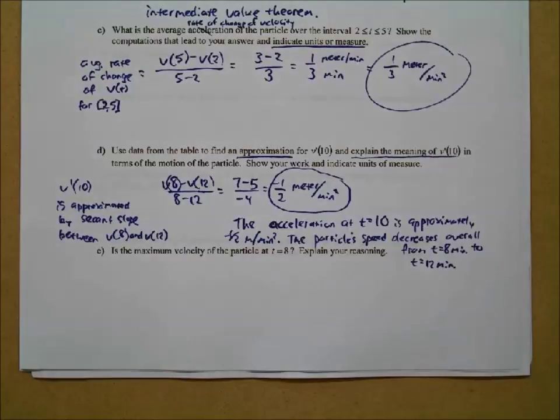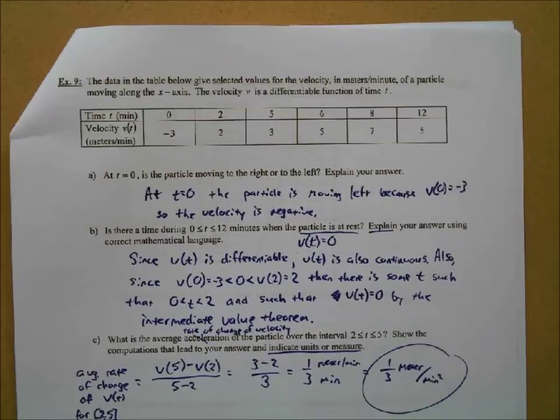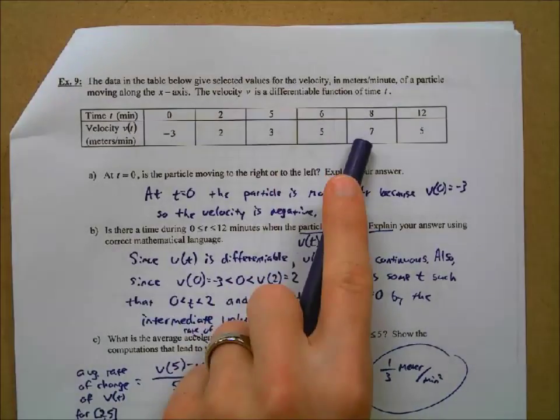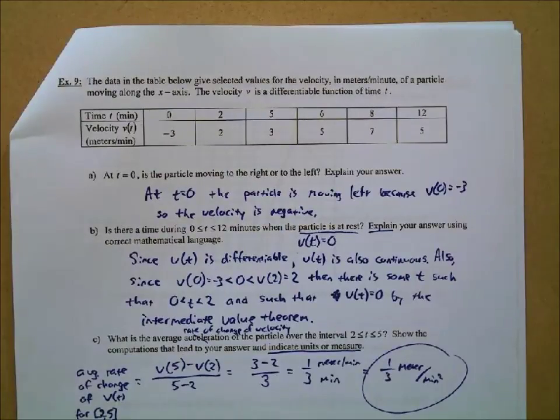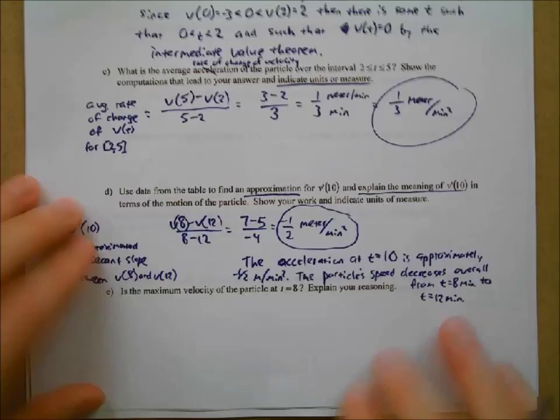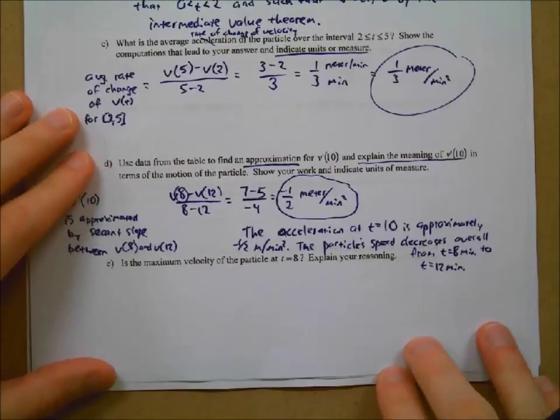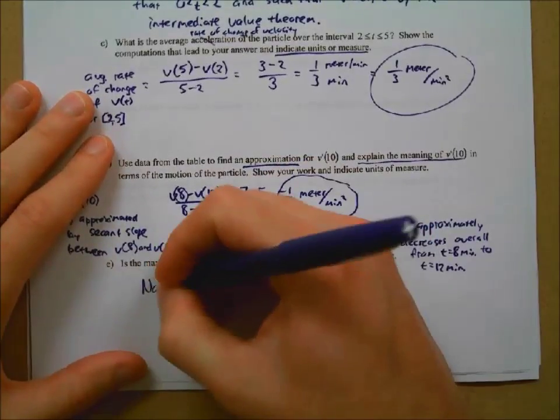at t equals 8? What do you say there? What do we say? Are we guaranteed that the maximum velocity of the particle there is happening at t equals 8? What's that? No, right. Okay, so why not? Why can't we say it? It's the highest number. We don't know what's going on in between. Very good, both of you. Yes, exactly right. Okay, is maximum velocity of the particle at time t equals 8? Explain your reasoning. Not necessarily.